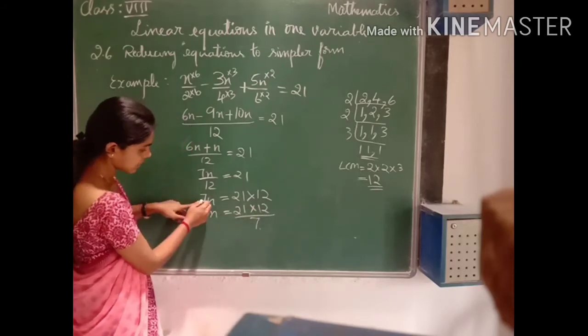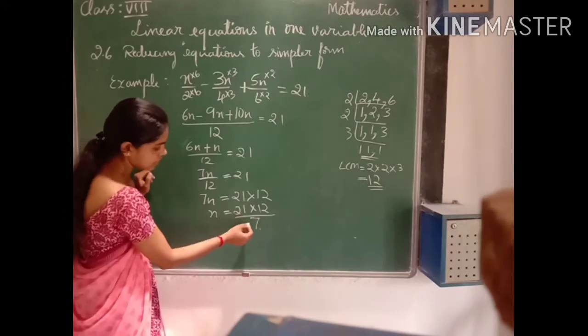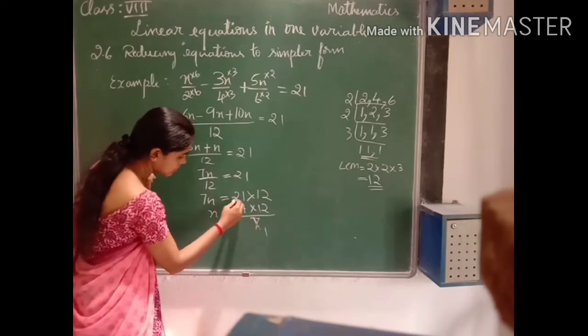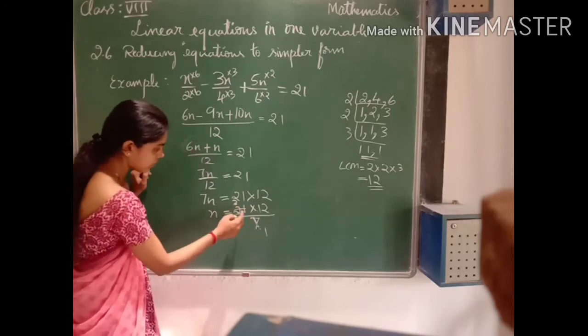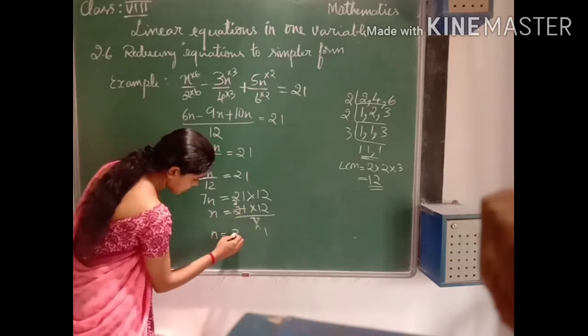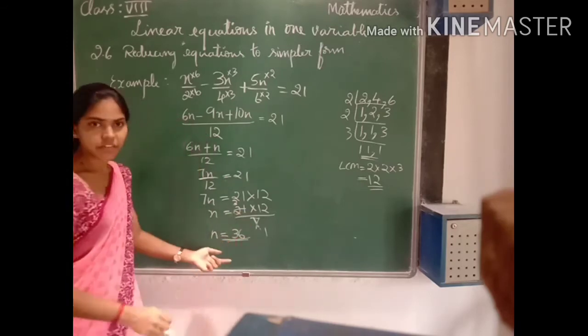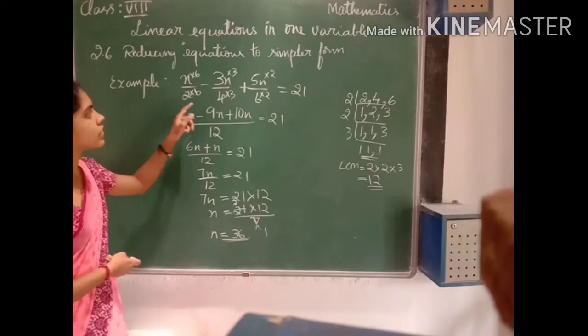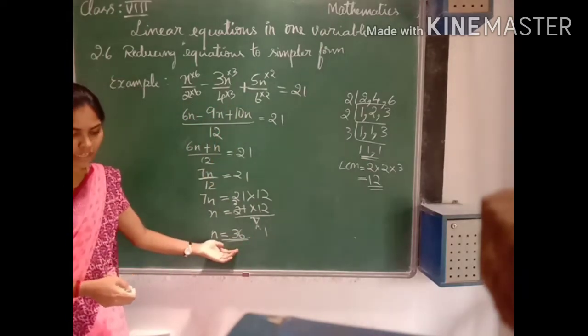Here it is multiplication, it will become 7 divided by 7. So 7 1s are 7, 7 3s are 21. So what is the value of n? n is equal to 3 12s are 36. So the value of n is equal to 36. From this type of equation we got the solution for the value of n.